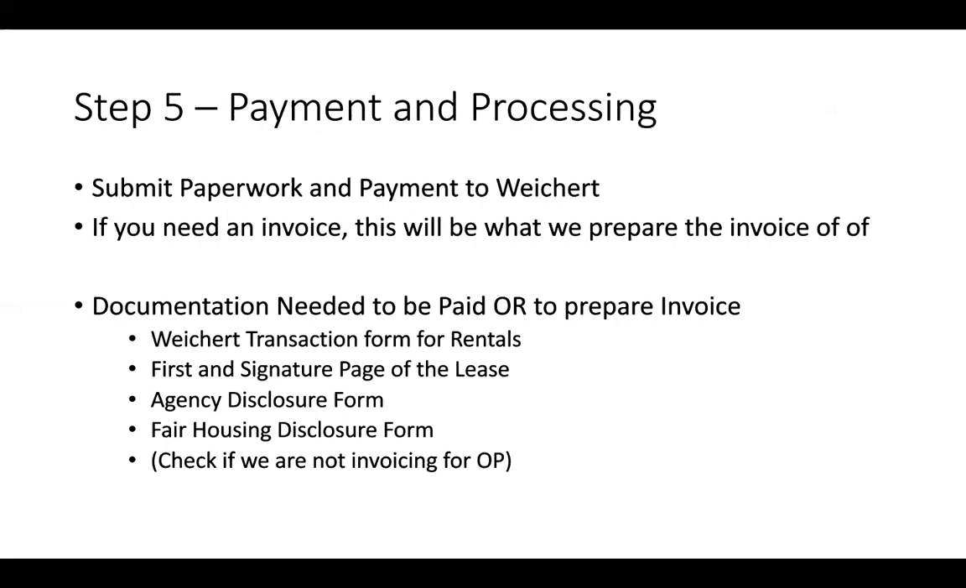If you need an invoice, you'll make the invoice off the paperwork. All the invoices are in the shared Google Drive, so you have access to everything there. And what do you need to be paid? You need the Weicker transaction form for rentals, the first and signature page of the lease, the agency disclosure form, the fair housing disclosure form, and a check if we're not invoicing for an OP. If it's an OP, you send the OP. Send me all this documentation, and when we get the OP, I'll put it in.